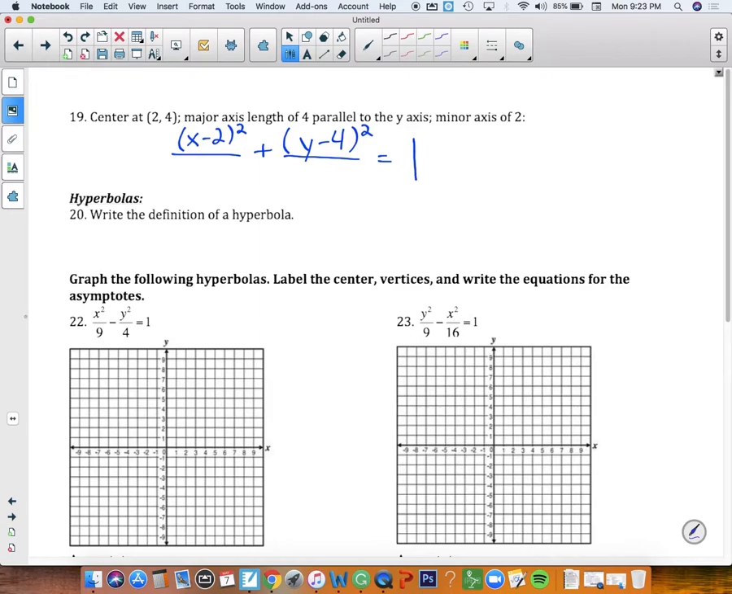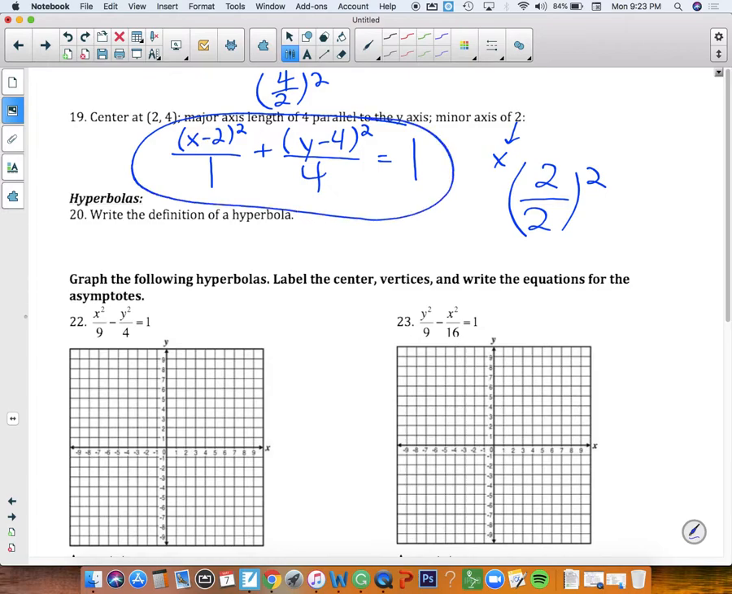Major axis length of 4 is parallel to the y, so that means the bigger number is down here. Okay, so it would be 4 divided by 2, you cut it in half and square it, that's going to give you a 4 down there. Minor axis goes with the x, so 2, you cut it in half, which is a 1, square it, you get a 1 still. So that's the equation here.